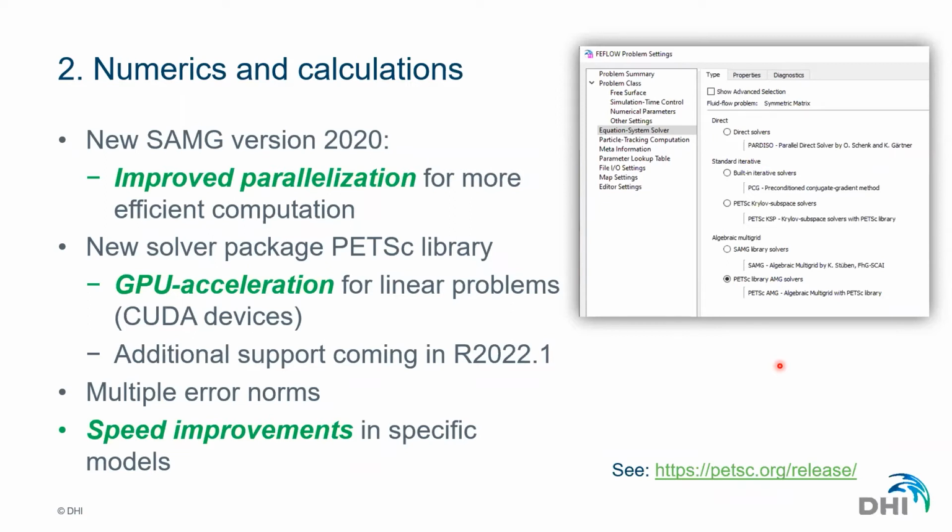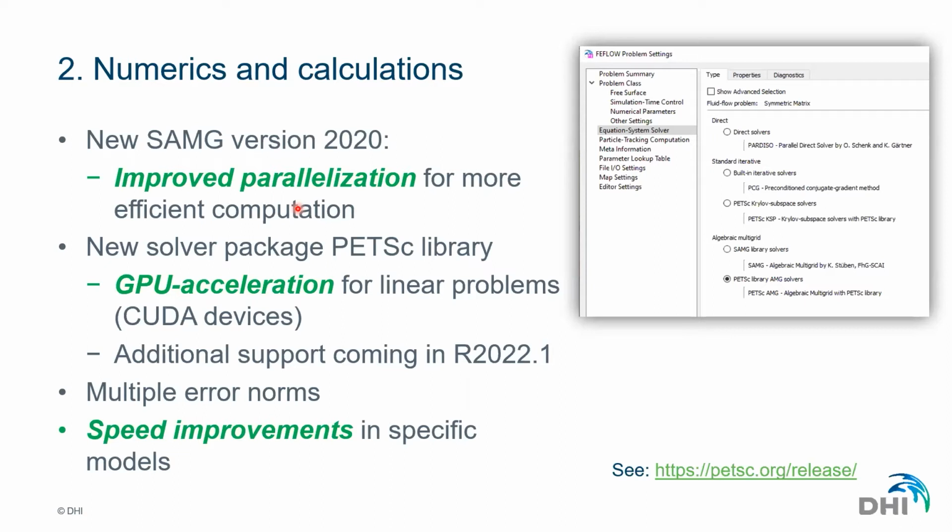So here we are looking at the software side. We have a new version of SAMG. SAMG is a very popular solver library package in FEFLOW developed by the Fraunhofer Institute in Germany. They came out with a version 2020, which has some improvements of parallelization. Of course, we want to have this version in FEFLOW, so it's available for you.